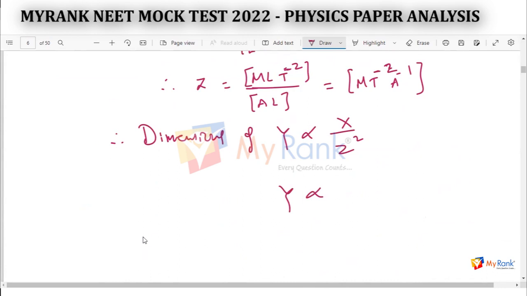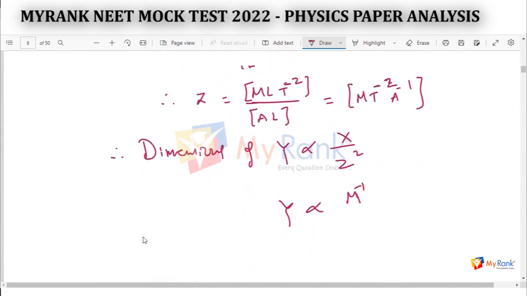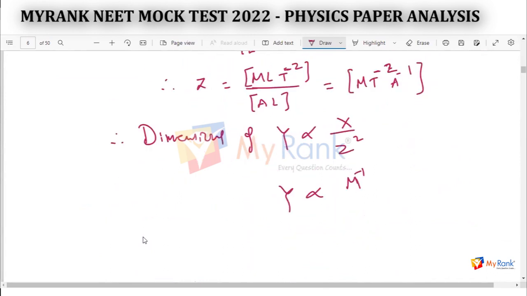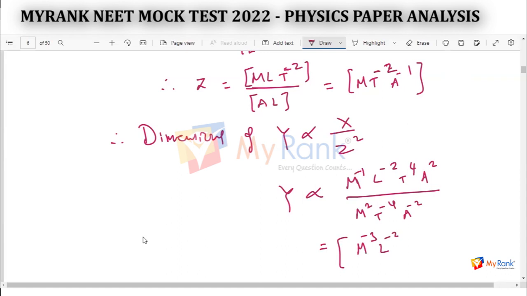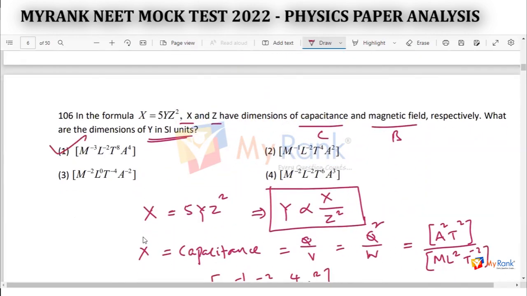X, we got M power minus 1, right? L power minus 2, T power plus 4, A power plus 2. Divided by Z square. Z square, students, means it is to be squared. So M square, T power minus 4, A power minus 2. So altogether results M power minus 3. This 2 goes to numerator, students. So L power minus 2, T power 8, A power 4. So this is the dimensions of Y. And here our correct option is the first option, right?